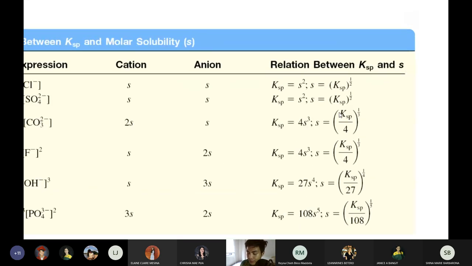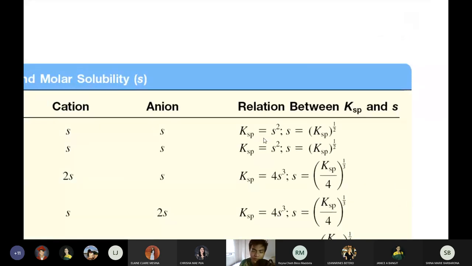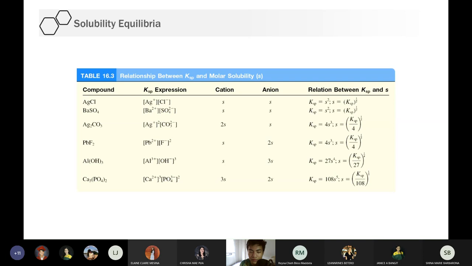Okay? So yan na. Di ba ito yung nakuha natin? This time S squared nilagay nila, pero yung ginamit ko kanina ay X. No? Same lang yan. So, di ba, KSP is equals to X squared or S squared. To get the S or the X, that's just the square root of KSP. That is true if your ionic compound has 1-to-1 ratio for your cation and your anion. Okay? So, ganun lang.